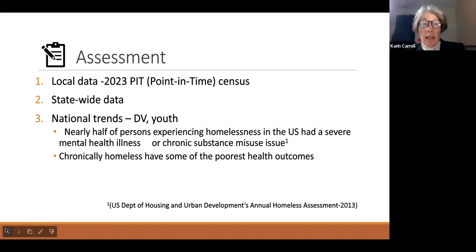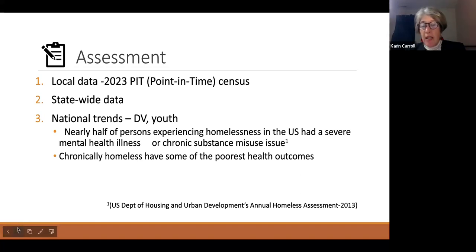We look at statewide data and we look at national trends. So we look at things like domestic violence, or DV, becoming a leading factor in homelessness in the last couple of years. The other national trend is around youth homelessness. So these are specific populations, and the issues are slightly different, and the solutions to support these members of the community are different as well.